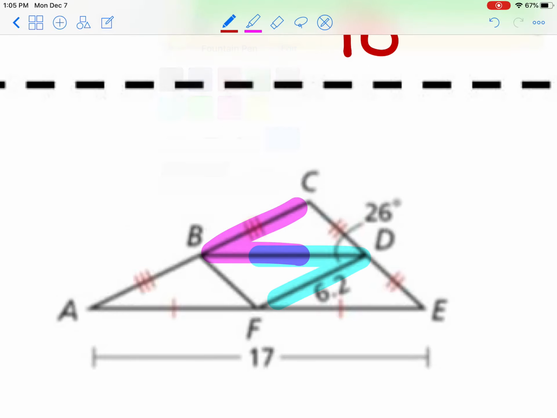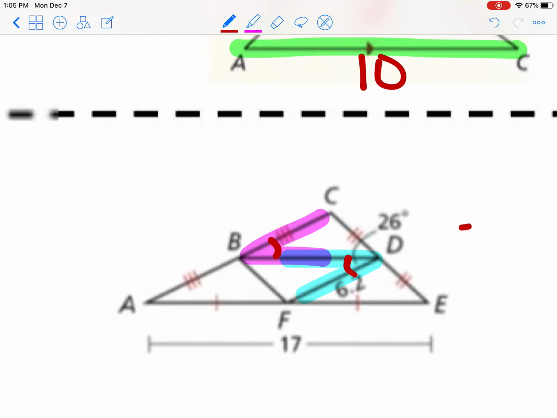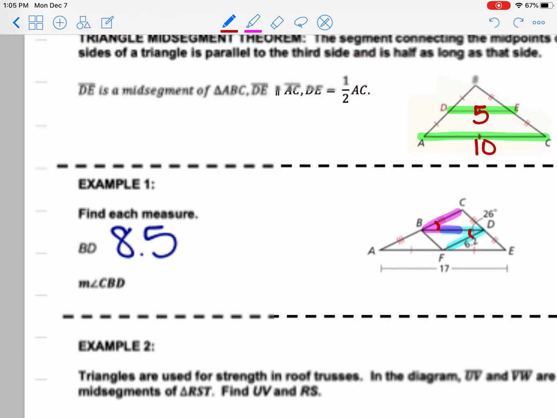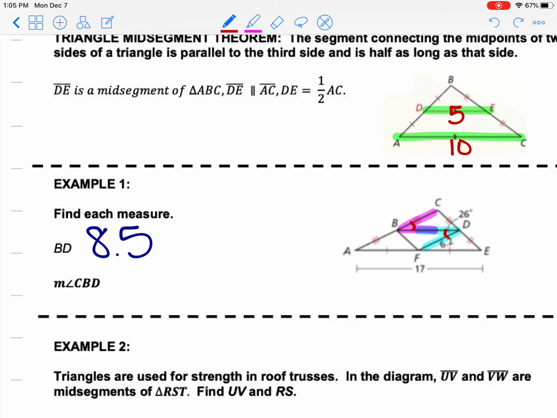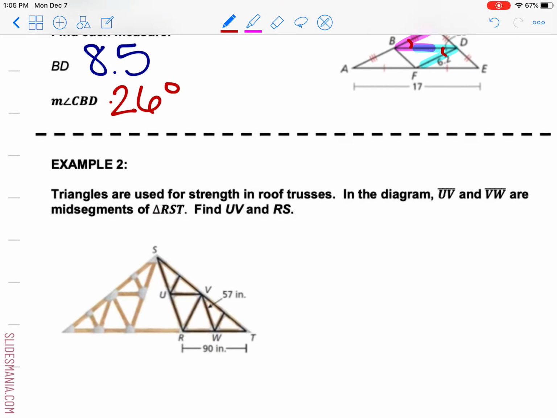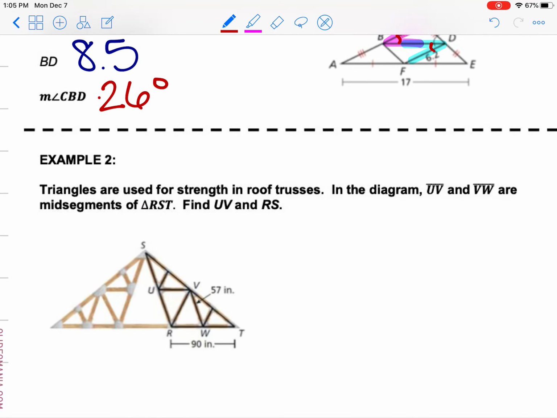Okay, so if we're working with some parallel lines and we have a transversal, then that means that we have, again, alternate interior angles right here. And so if that one's 26, then the other one would be 26. So use your rules with parallel lines to help you find those missing angles.